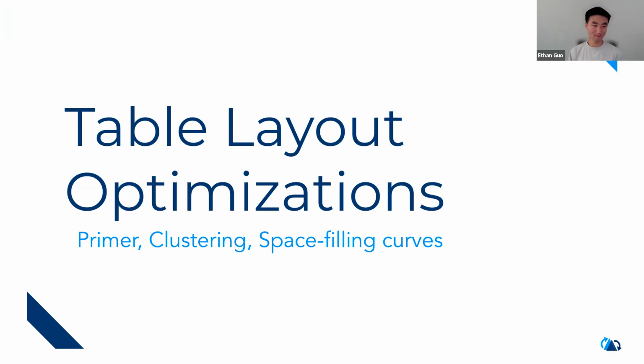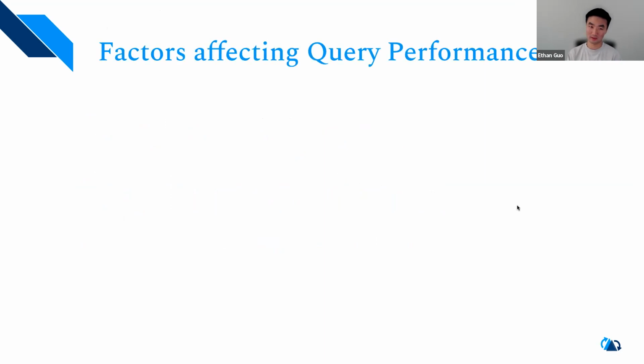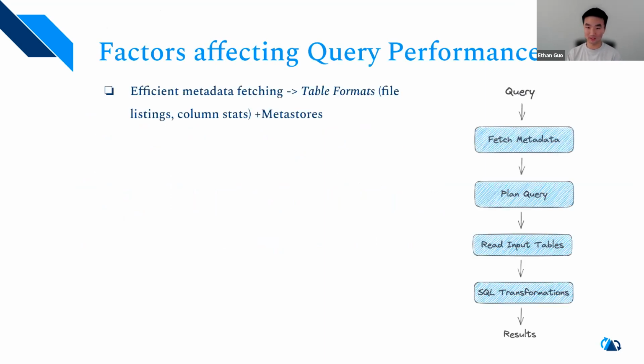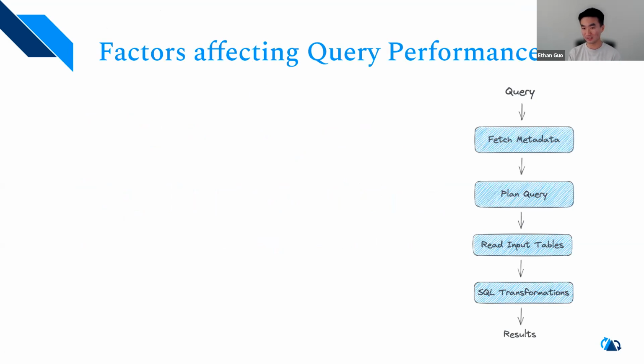Cool. Sounds good. Next I'm going to talk about how table layout optimization works and why it can unlock query performance improvements. If we look at this slide, here's the life of a query. From a bird's-eye view, it takes several phases from the query to the end results. It starts by first fetching the metadata and then planning the query based on that. After that, the engine reads the input tables and does SQL transformations to get the actual results.